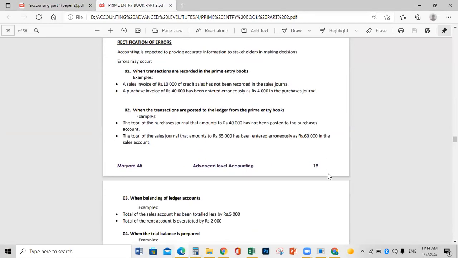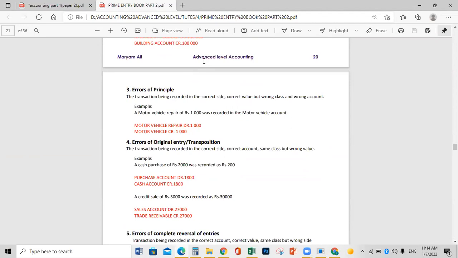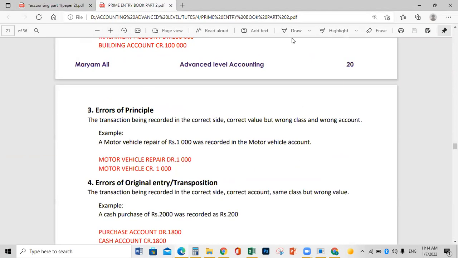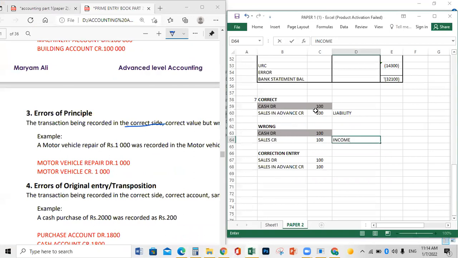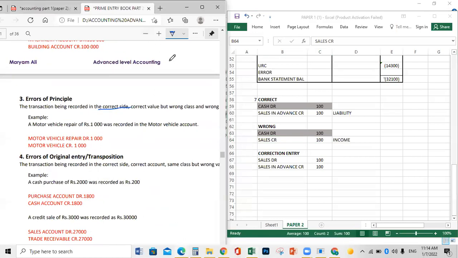So, correction of errors here. See, guys, error of principle. What does error of principle mean? Error of principle means the transaction is recorded in the correct side. Now let's see whether it's recorded in the correct side. Yes, both are credit side. The side has no problem. The transaction is being recorded in the correct side, that is the credit side. So that has no problem.